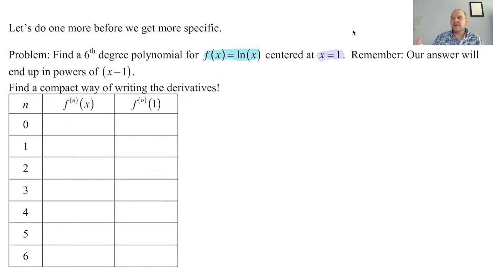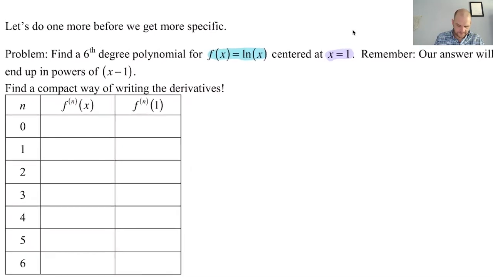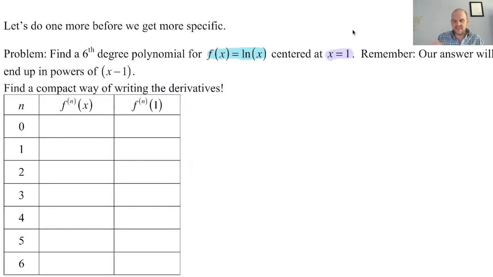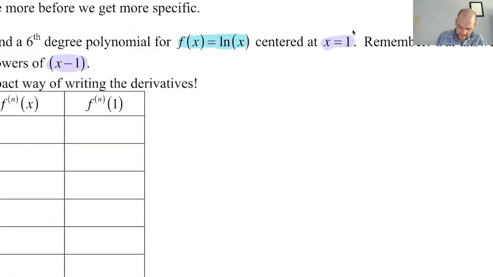You could actually center it anywhere in the domain. Usually you don't even pick. But if you are picking, you usually pick something that's easy to evaluate the derivatives of. 1 is usually a good choice. And because of the center being at 1, we're going to end up with the quantity x minus 1 raised to powers, right?